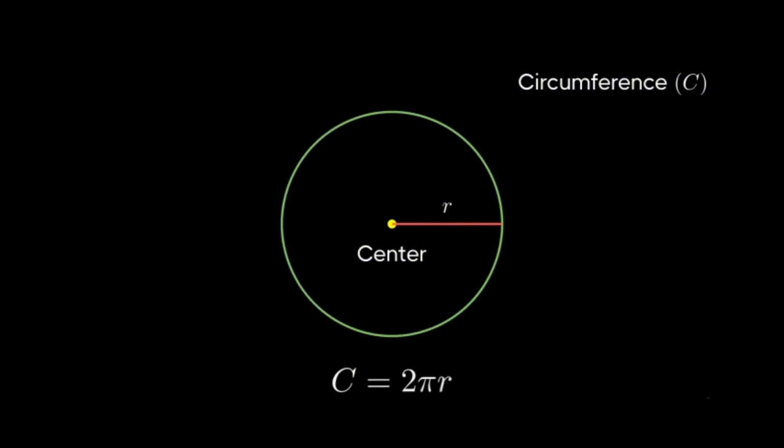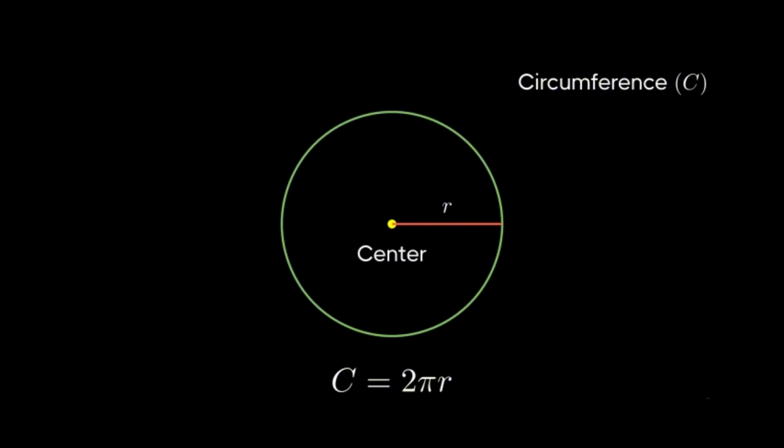Since the diameter equals 2r, we can also write this as c equals pi times d. This means that for our circle with radius 2, the circumference would be 2 pi times 2, which equals 4 pi units, or approximately 12.57 units. The beauty of this formula is its simplicity and universality. No matter how large or small a circle is, its circumference will always be exactly 2 pi times its radius.